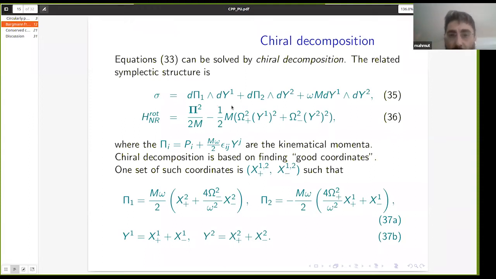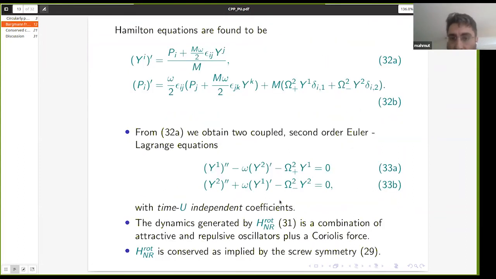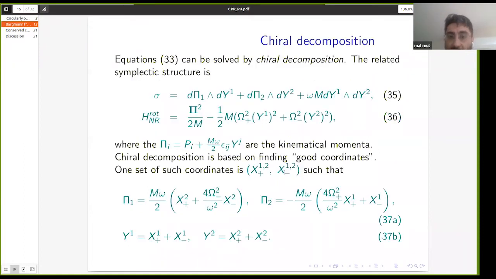Now, how to solve these equations of motion? This is the point, right? These equations of motion are actually u independent, so time independent. The coefficients are time independent. Now, there is a nice method called the chiral decomposition. You just rewrite this sigma, the symplectic 2 form, and the Hamiltonian in good coordinates in such a way that they are decoupled. Because here the problem is these equations are coupled, right? If you decouple them, then you can solve them very easily.